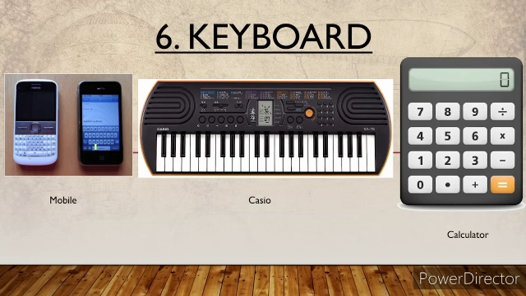Children, now look at here. We have some things on the screen now. So mobile phones, a Casio and calculator. In all these three, there is one thing in common. What is that? So they have keys on them, right? They have a keypad and so many keys are there on them. Each and every key is doing a separate function, right?